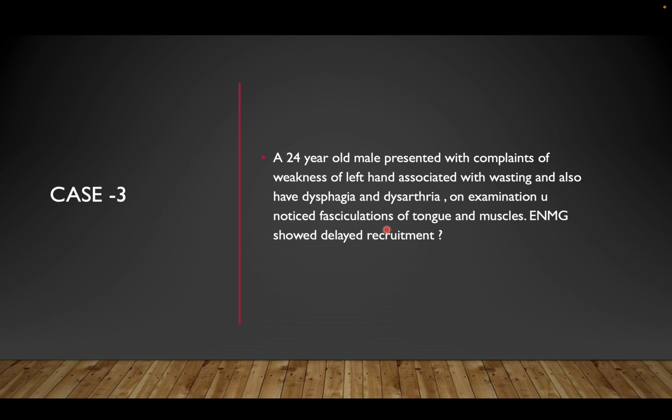So generally bulbar is a bad prognostic factor, and juvenile is a good prognostic factor. This might be ALS.